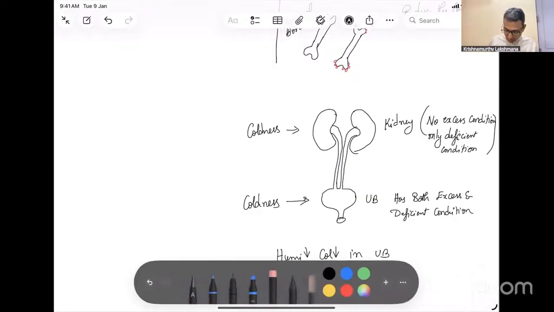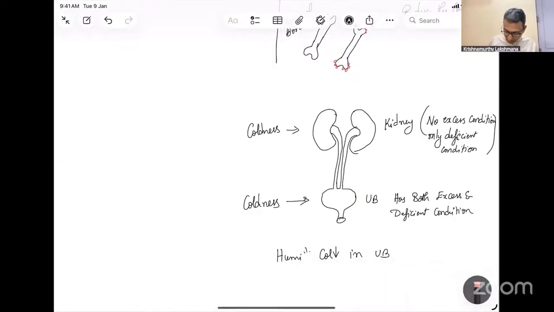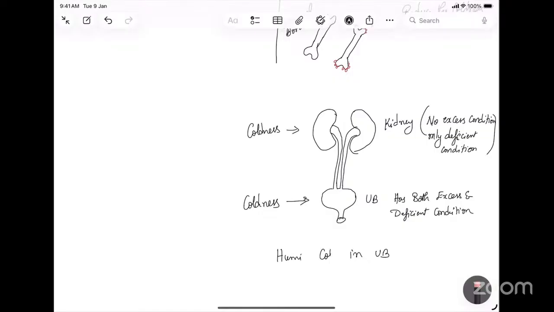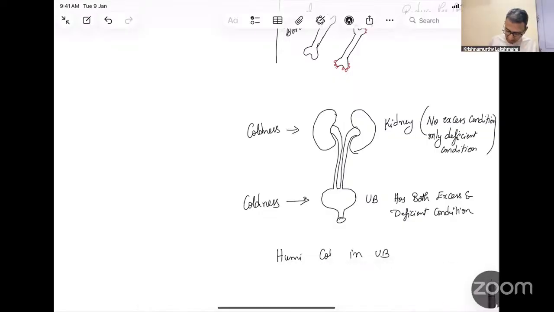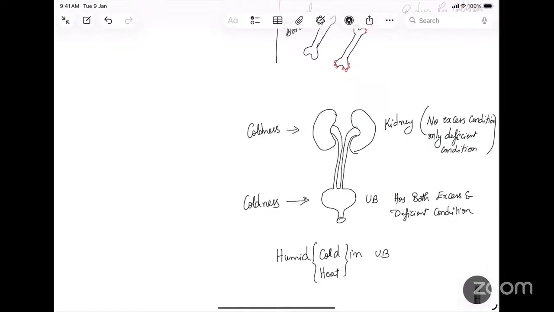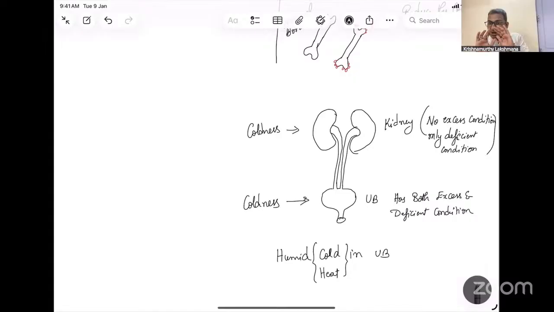Humid cold in UV, and there is humid heat in UV. So we can use those protocols, which are the excess conditions. Humid cold and humid heat in UV. So these are the excess conditions. I can use these conditions to slowly reduce the excess humidity in the bones and create smoother edges.